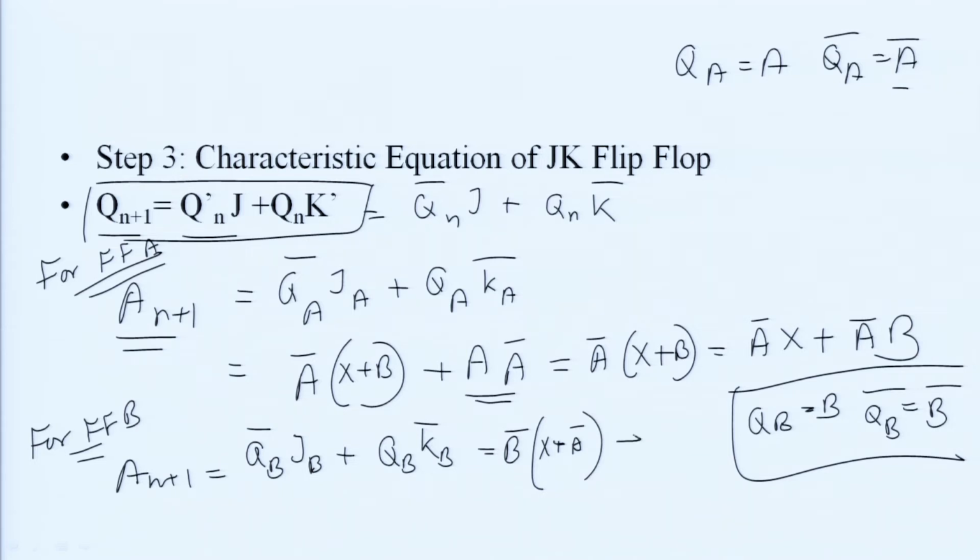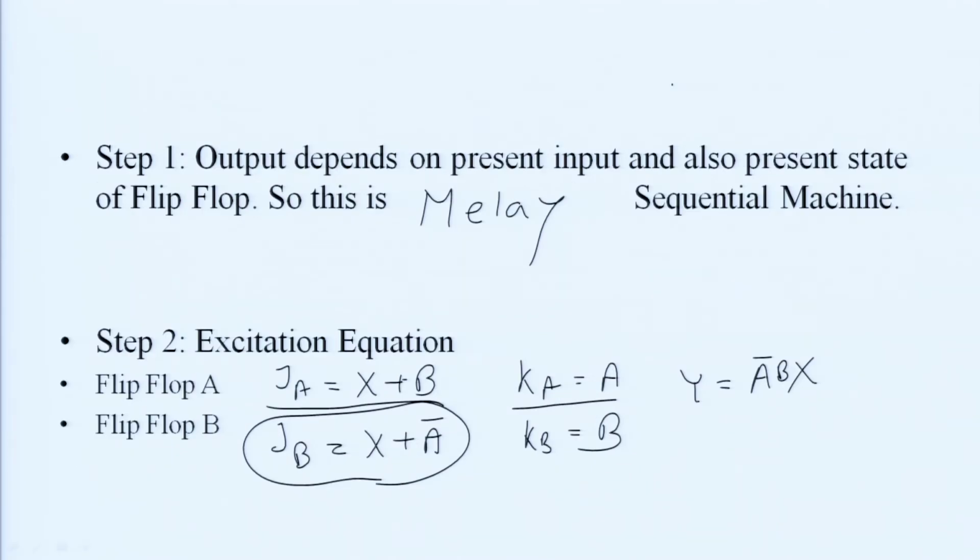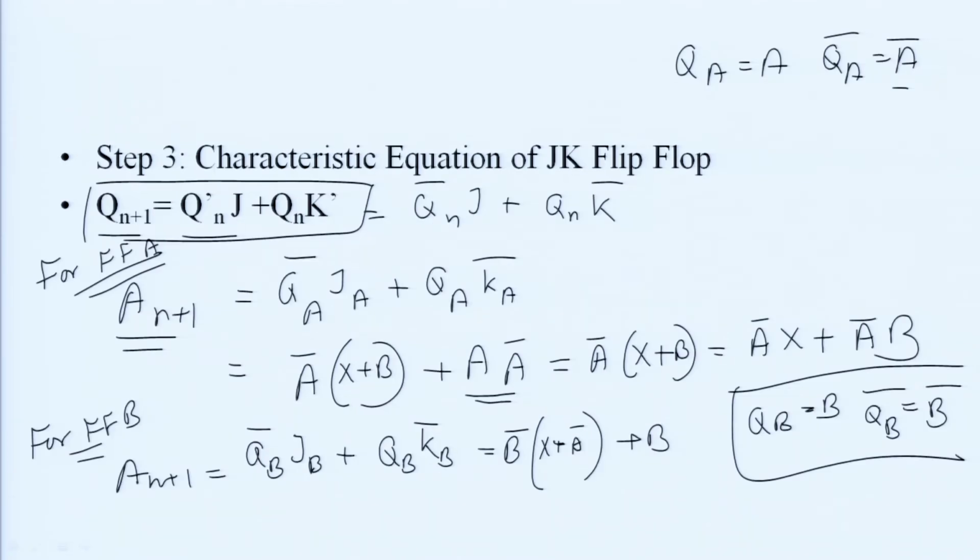Okay. And what is q b? Q b means b, and what is k b? K b is nothing but b. So, it will be b bar. Again b into b bar will be 0. So, we will be having only this value b bar x plus a bar b bar. Just write it down, b bar x plus a bar b bar. Okay. So, these two characteristic equations we have done for the given circuit.